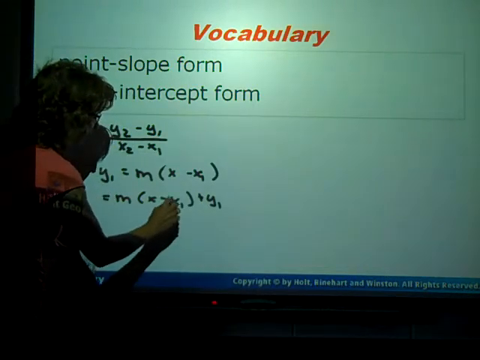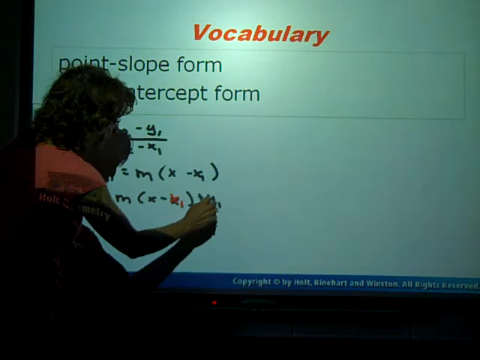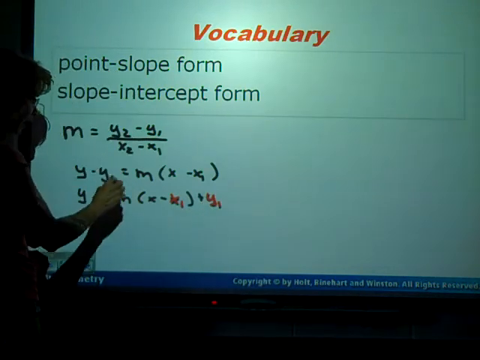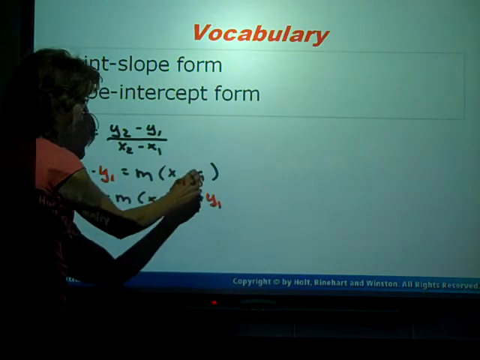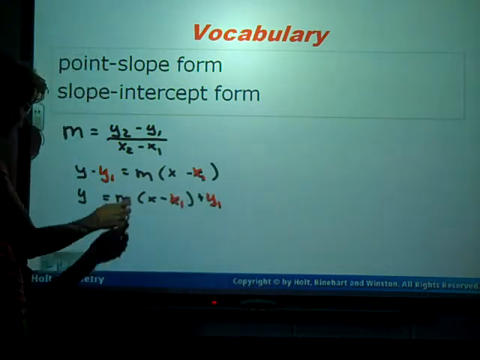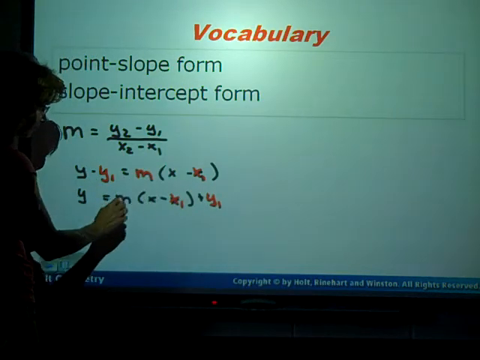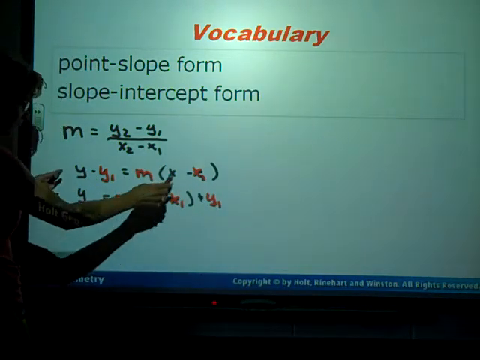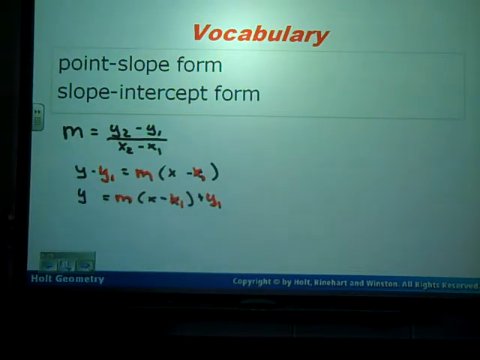Now this is the point that we know is on the line. We might see it here, we might see it here. And this is the slope of the line. And the x and the y are variables.